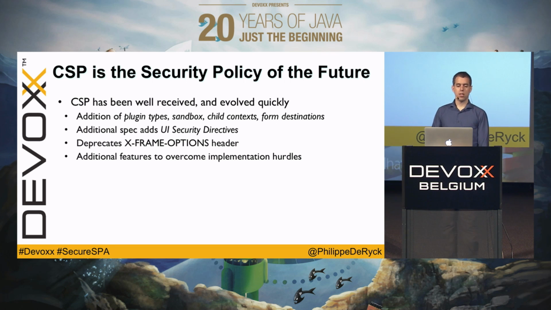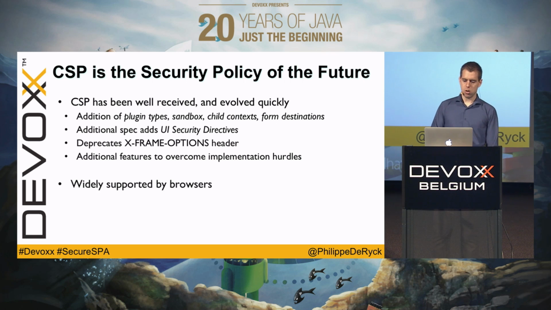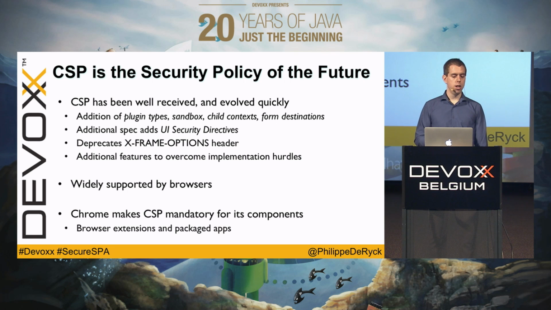They also added UI security directives to counter some clickjacking attacks. And CSP essentially deprecates the X-Frame-Options header, which is meant to prevent clickjacking. They also have added some additional features to overcome some of the implementation hurdles we will talk about in a moment. CSP is widely supported by browsers, and Google is pushing for it, and Chrome makes CSP mandatory for Chrome components. So if you write a Chrome extension or a Chrome packaged application, you will have to specify a CSP policy, and they even put fairly strict restrictions on the packaged applications. So you will have to write a very specific CSP policy for your application.